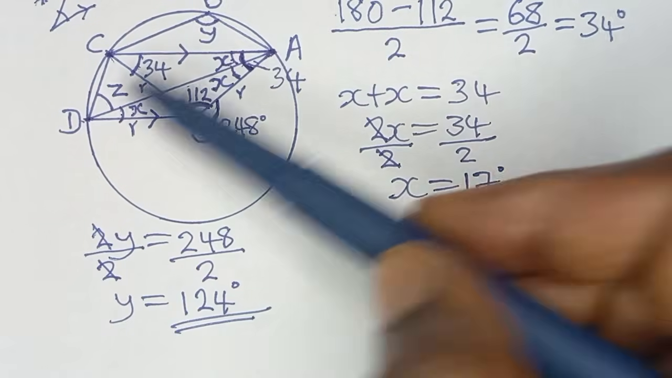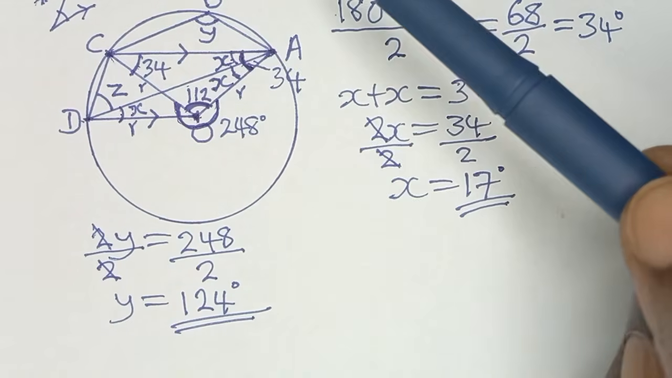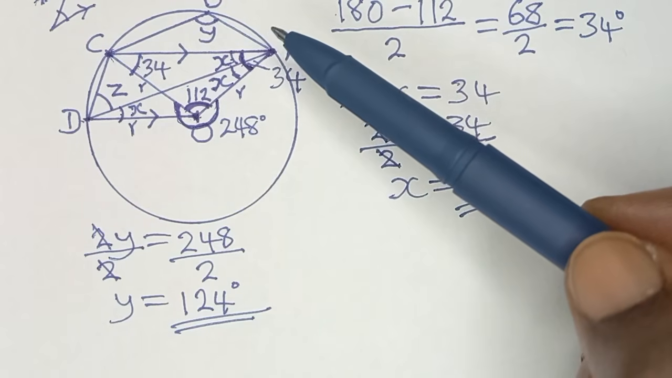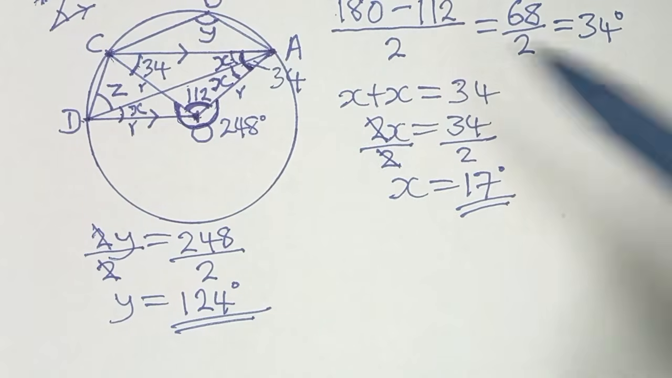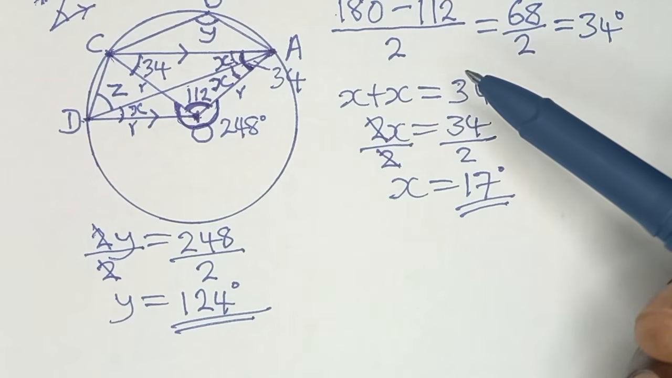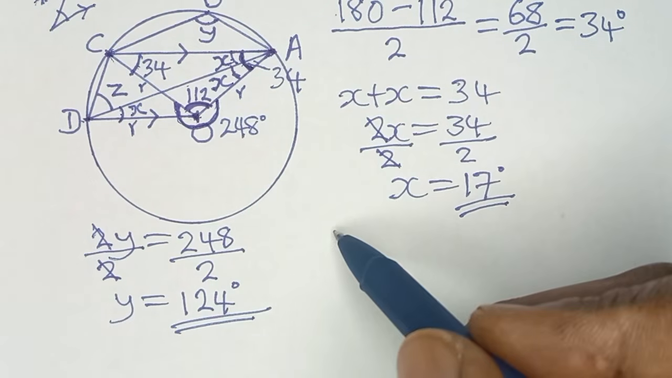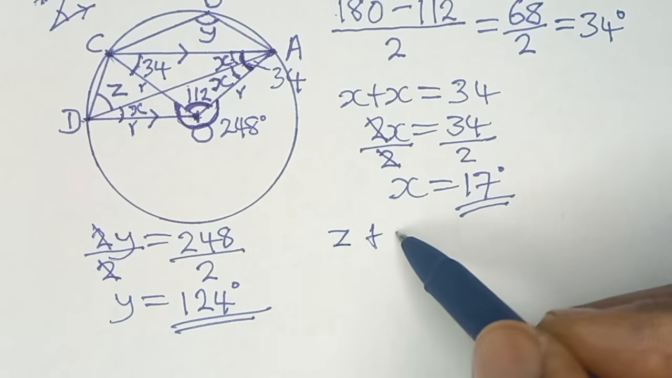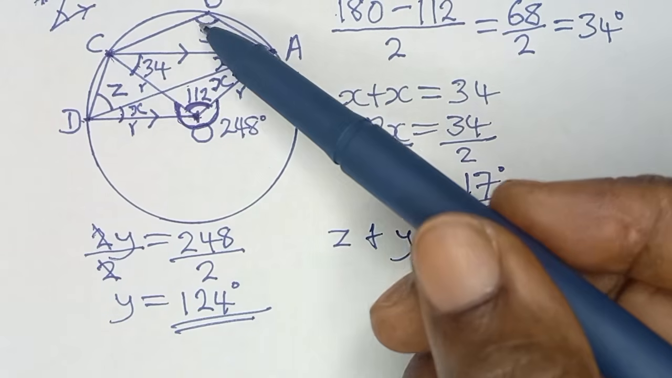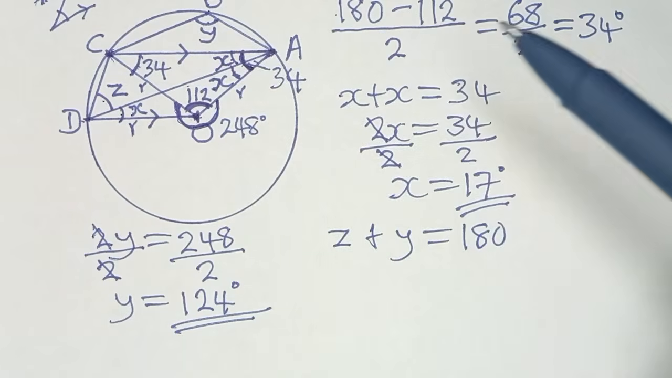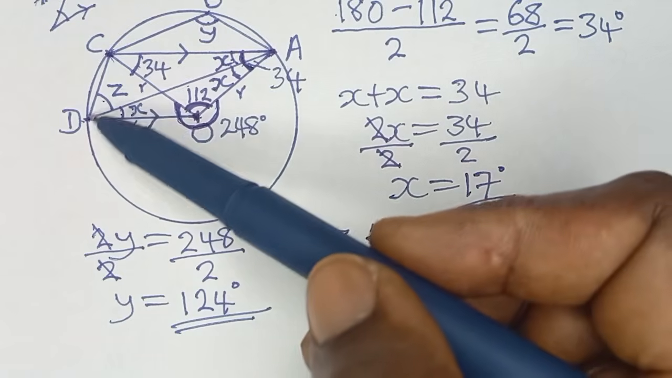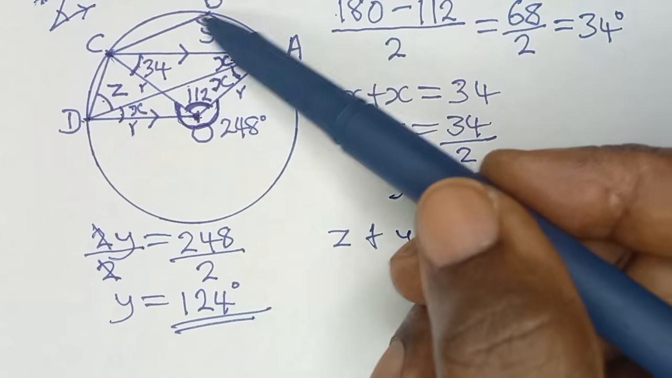So this angle Z and this angle Y are supplementary angles because they are the opposite angles of the cyclic quadrilateral. Because they are supplementary, if you add them together, it's going to give you 180. So I can simply say angle Z plus angle Y is equal to 180 because they are opposite angles of a cyclic quadrilateral. Don't forget, I'm using this A, B, C, D cyclic quadrilateral. Hope you can see that.